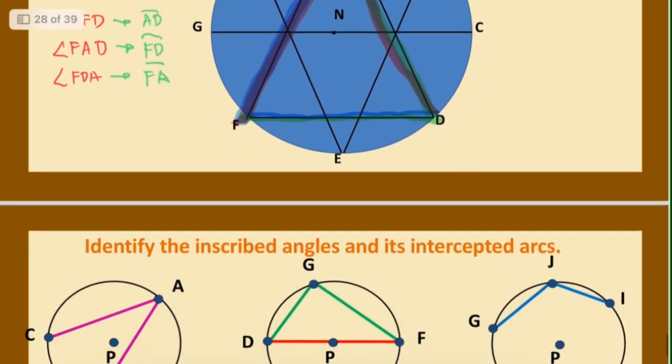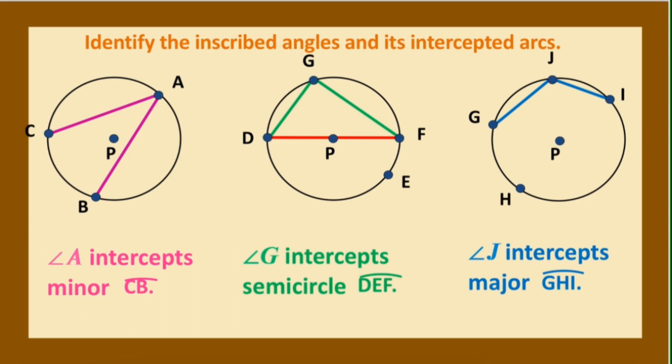So let's continue. So for example, here CAB, right? It intercepts CB. Now here DGF, or this angle right here, it intercepts DEF. And then GJI, it intercepts GHI. Kapag one letter lang ginamit, guys, that's the vertex, which is J. So that's how it works.